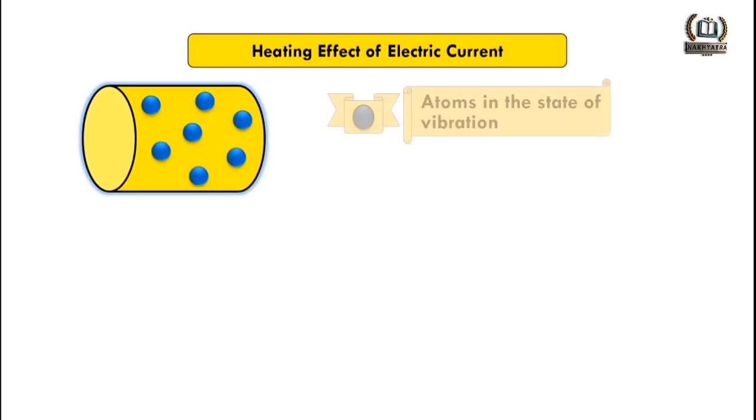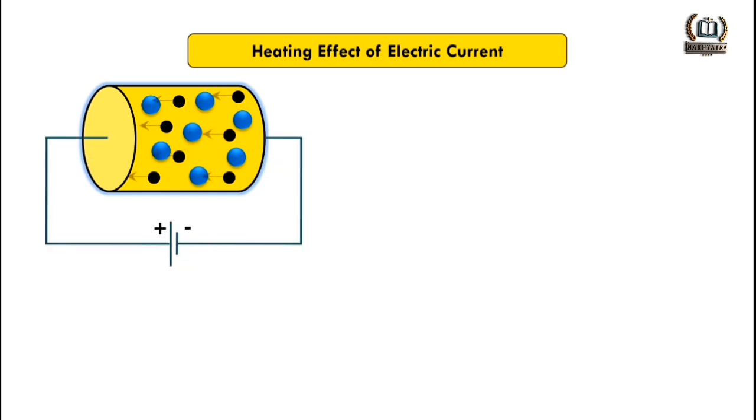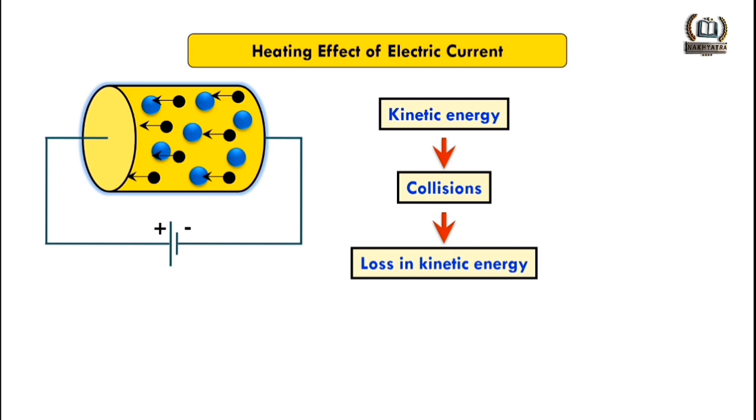Now see here, in a conductor, the atoms are in the state of vibration and free electrons are in the state of random motion. Okay? Now we know kinetic energy is the energy when an object is in motion. So the electrons and atoms are in motion, so we can say that there is a kinetic energy. So when the electrons collide with atoms and other positive ions, there is a loss in kinetic energy.